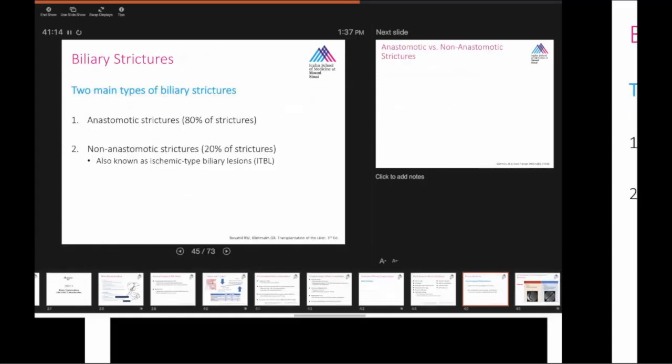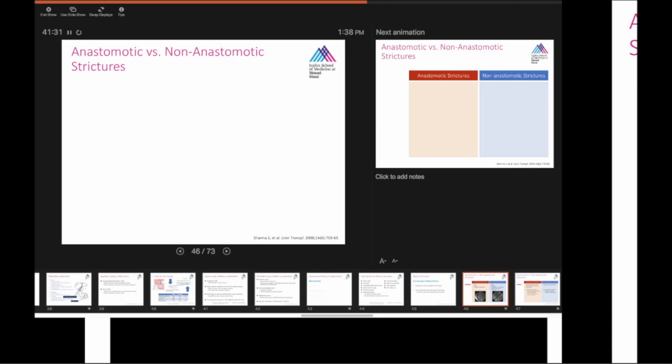There are two main types of biliary strictures. There are strictures that develop in the anastomosis, and this is the majority. And then there are also strictures that develop away from the anastomosis. Now, these are strictures that develop because of ischemia. It's kind of good to make that distinction because their characteristics are different.